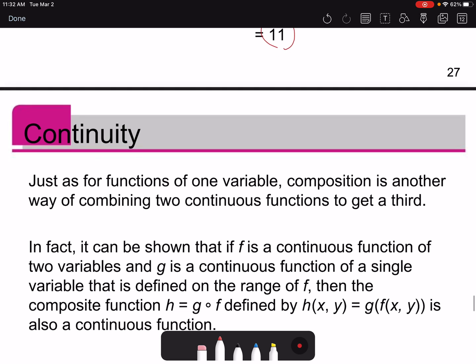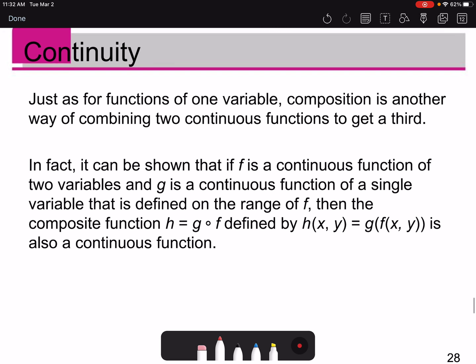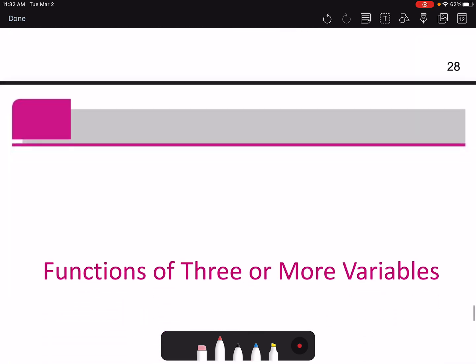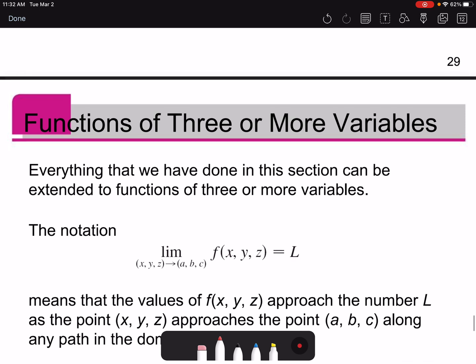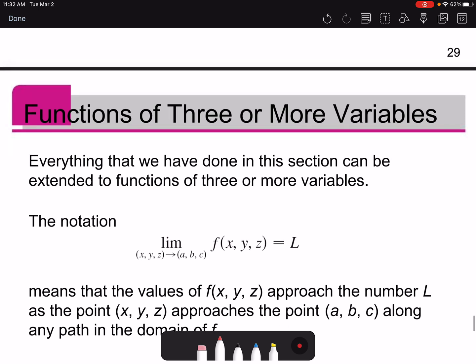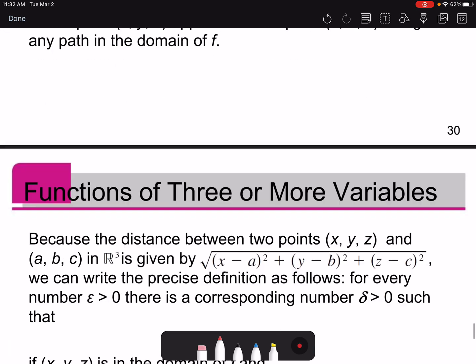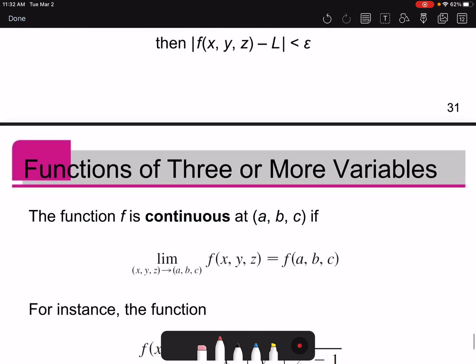Just as with functions of one variable, composition is another way of combining two functions. So similarly, if you have h equal to g composed with f, then h of (x, y), which is g of f of (x, y), is also a continuous function. For three or more variables, it is similar to the two-variable case, so we can ignore that.